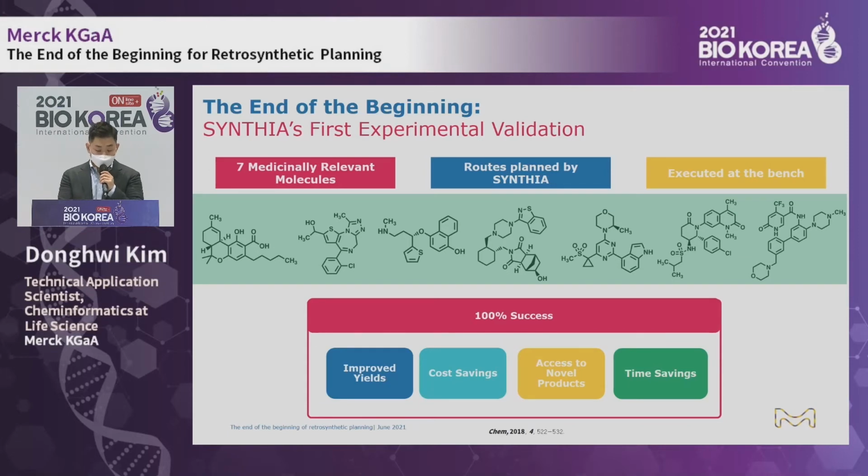So we expected only a 50% success rate, but we were able to accomplish 100% by following the routes exactly from Cynthia. So it was quite an unprecedented result, and every route that was executed at the bench was successful. Not only that, but significant cost and yield savings were also achieved in the process. So even for novel molecules never synthesized before in the literature, it was clearly demonstrated with Cynthia.